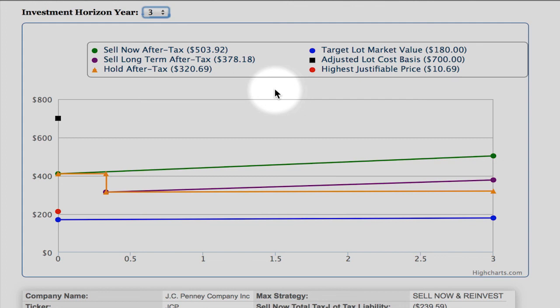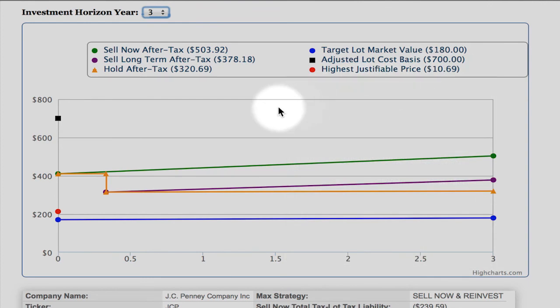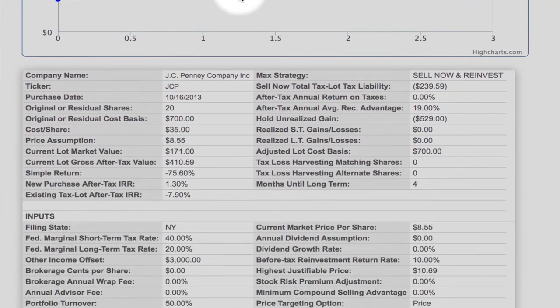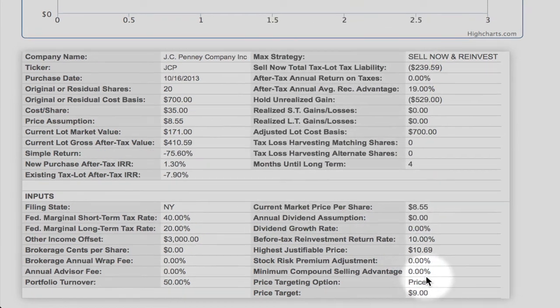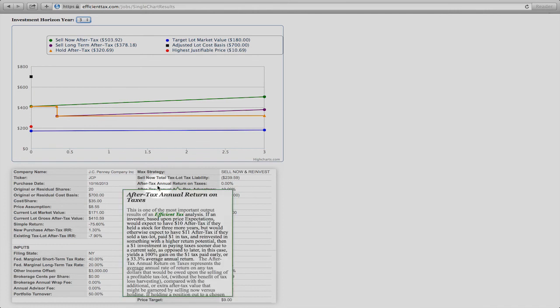Looking back up to the right of the after-tax decision rankings, we display target market values, adjusted lot cost basis, and the highest justifiable price. Down below this section, of course, is the graph. Again, please review the various graph videos available in our education library for a complete description of these pictures. Down below the chart are all the various key outputs, and then below all the outputs are all the inputs that were used. For a thorough understanding of each output, please review the tooltips available for each one and the Outputs Explained document located in the library.